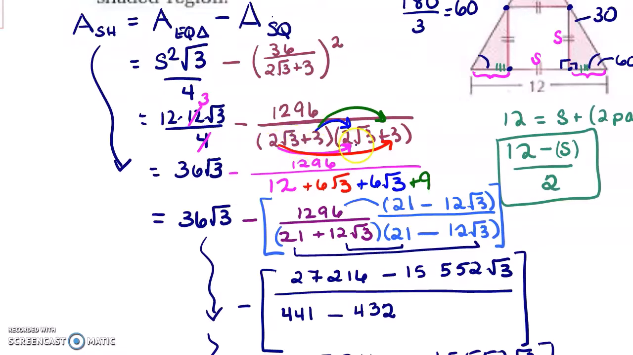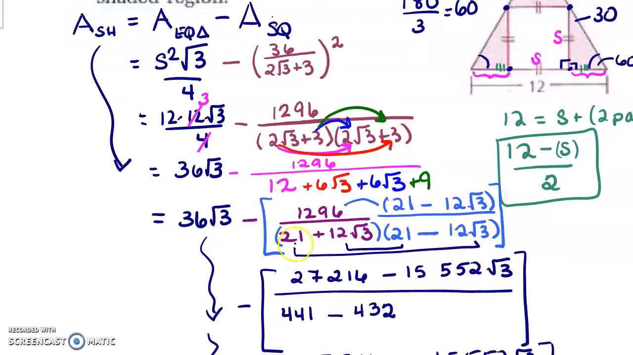So 2 root 3 times 2 root 3 gives me 12, because 4 times 3 is 12. And then 2 root 3 times 3 is 6 root 3. And then the last term times the first term is also 6 root 3. Finally, the last term times the last term is 9. We can combine the whole numbers to get 21 and combine the 6 root 3's to get 12 root 3. Now, what we need to do next is called rationalizing the denominator. We just haven't done that with a binomial.